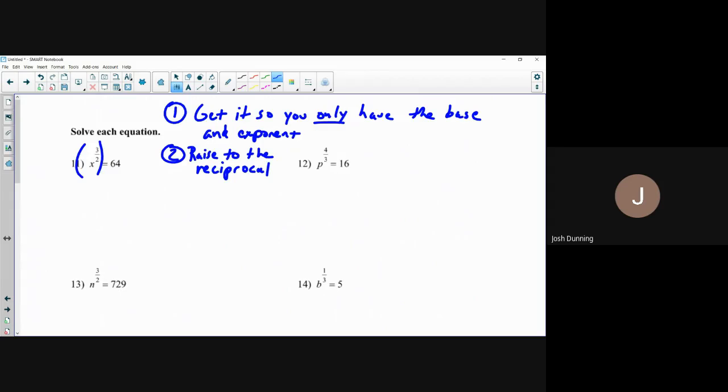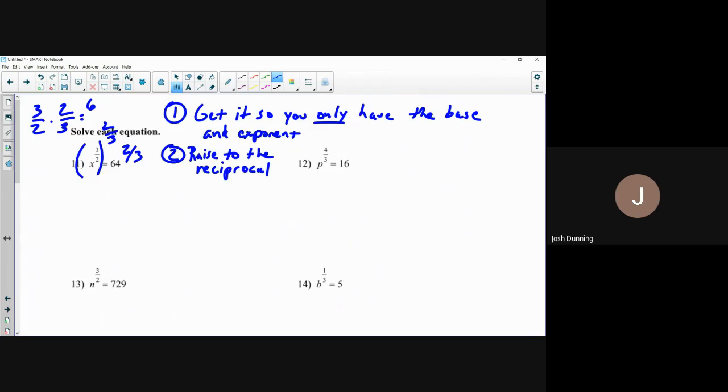Reciprocal of 3 halves, it's 2/3. Whatever you do to one side, do to the other. Now, the reason you do that, think way back to the beginning of the semester, think back to algebra, pre-algebra. On that left side there, you're raising a power to a power. When you raise a power to a power, you multiply. And think what happens when you multiply something by its reciprocal.